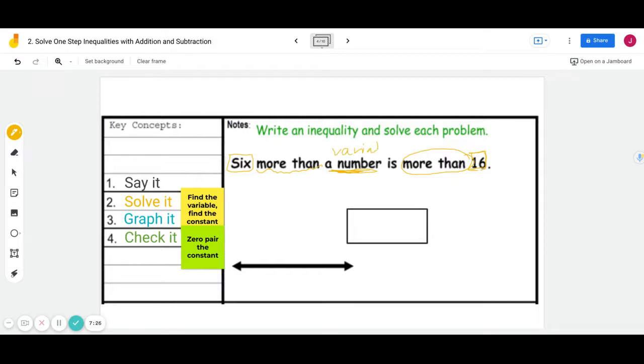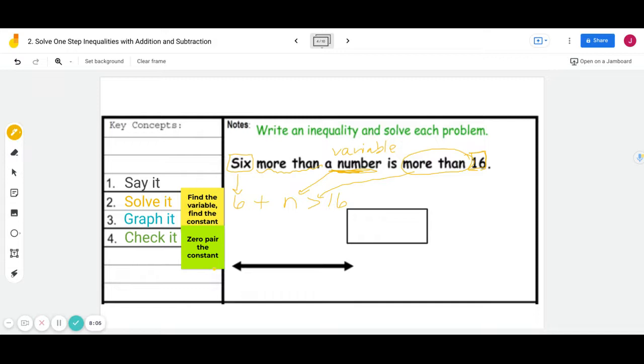All right, so let's start to translate this. 6 more than a number, and let's use n for our variable. Okay, so that's here, that's here. How do we show 6 more than something in math? Hopefully you said you add. Now that means this one is our inequality, and more than, those two words mean greater than, and then we bring the 16. So that is the translation. 6 plus n is greater than 16. We're going to solve it.